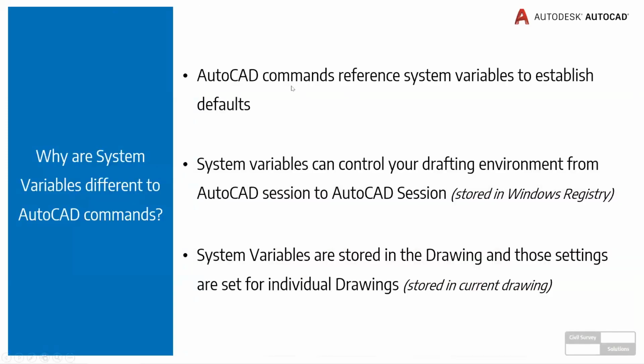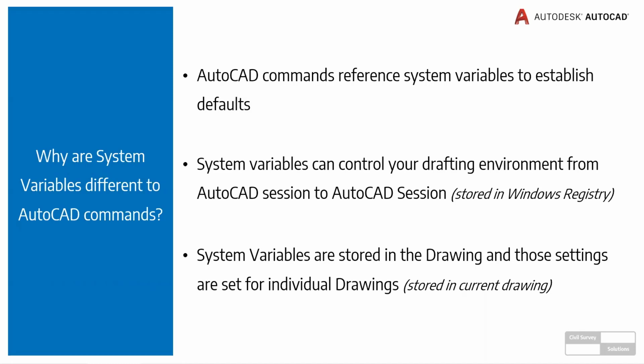AutoCAD commands reference system variables to establish defaults. With your hatching, there are system variables that control how big a gap you can allow in a boundary, so the boundaries don't have to be closed. They can control your drafting environment. From AutoCAD session to session, those system variables are stored in a registry. If it states that it's stored in a registry, generally those settings go from session to session with AutoCAD.